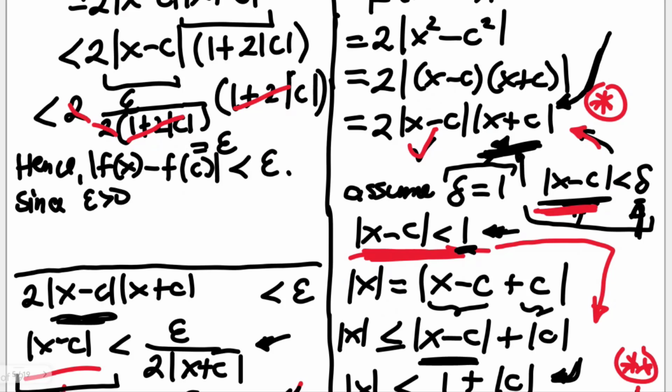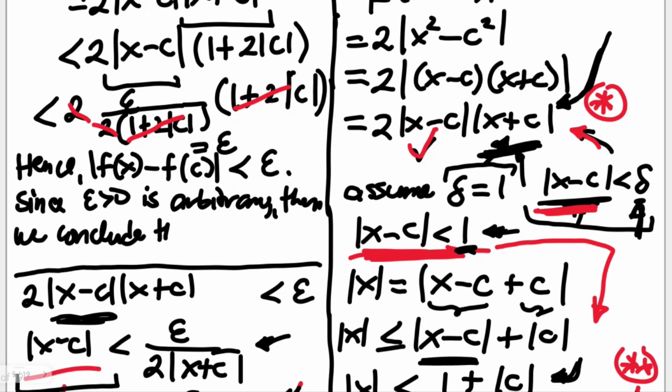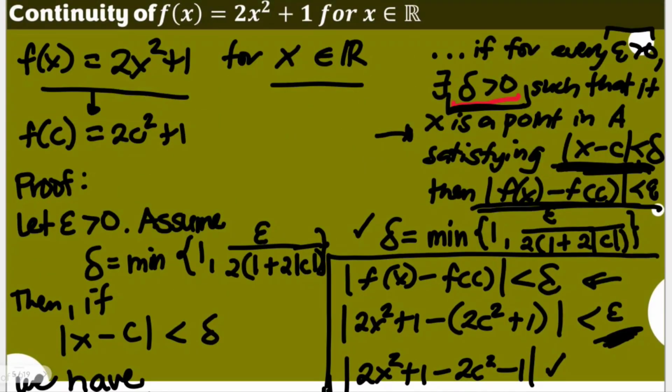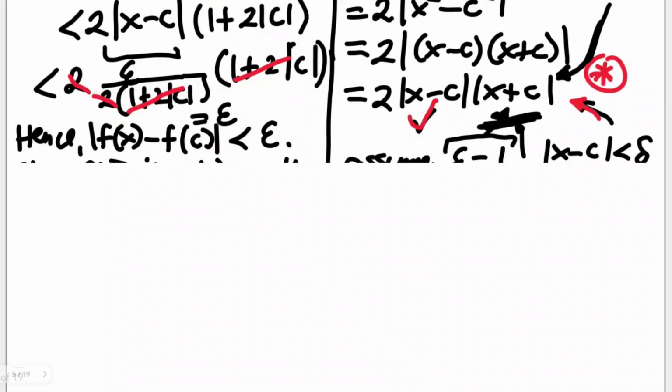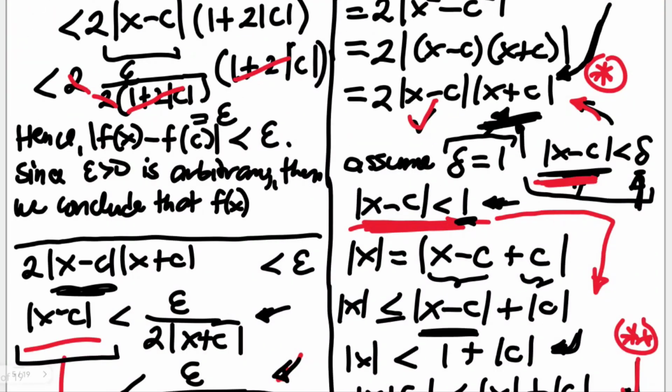Since epsilon greater than 0 is arbitrary, then we conclude, what are we trying to show? What are we trying to prove? That this is actually continuous for all x, x a real number. So we'll have here that f(x) equal to 2x squared plus 1 is continuous, pardon for the space, for all x element of real numbers.